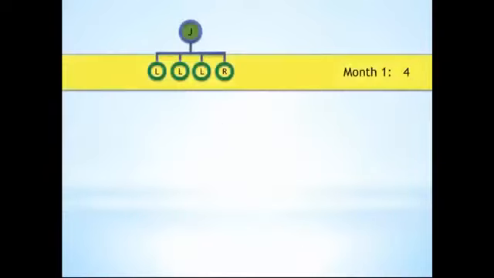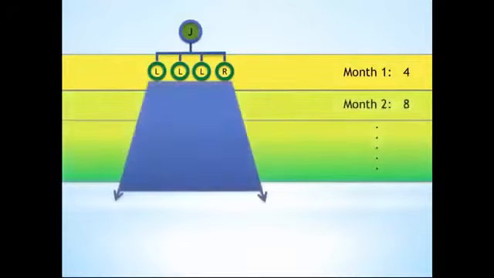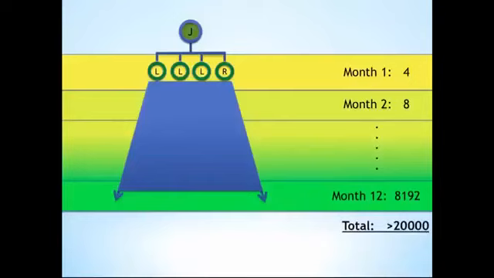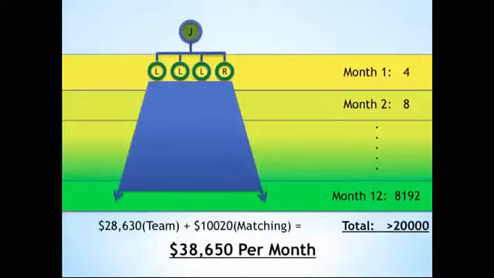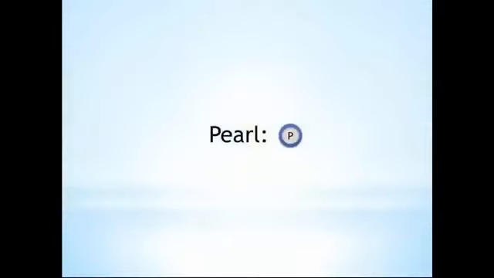If you brought in your 4 people and structured them so that 3 were on one side and 1 was on the other, and the exact same pattern of each new person getting 2 was successfully carried out, at the end of 12 months, you'd have an organization of over 20,000 people, earning a team commission check of $28,630 per month and matching bonuses of $10,020 for a total of $38,650 per month. What happens at Pearl?